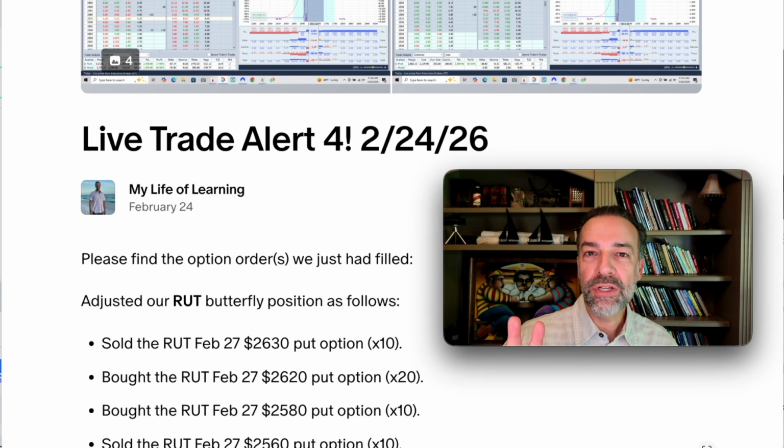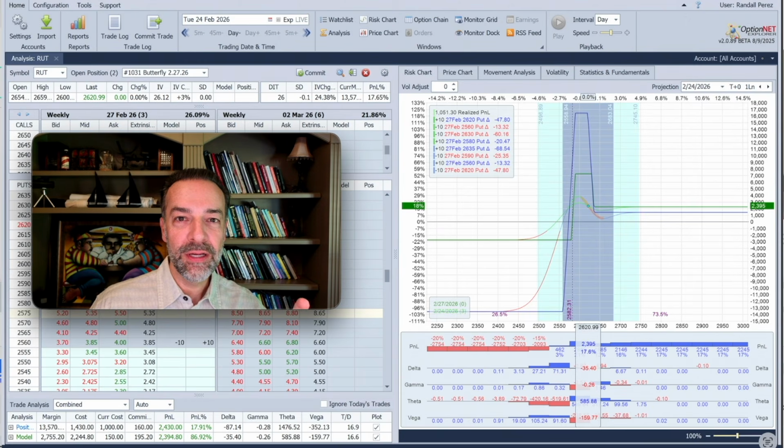So we have just two more adjustments before I show you how this trade turned out. So here's our next adjustment. It happened 4 days after the previous adjustment. Now what do you think I did? Here's the overall screenshot. Let's zoom in and show you what I did.